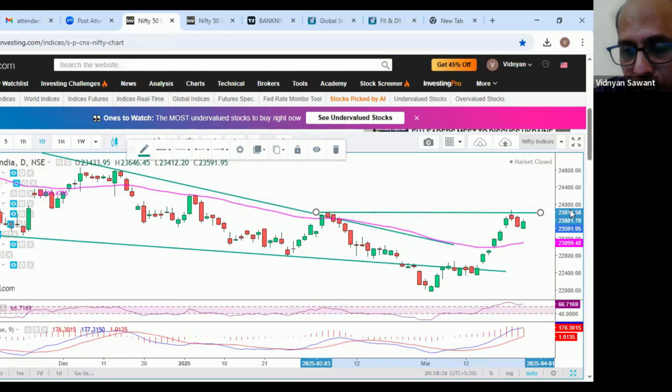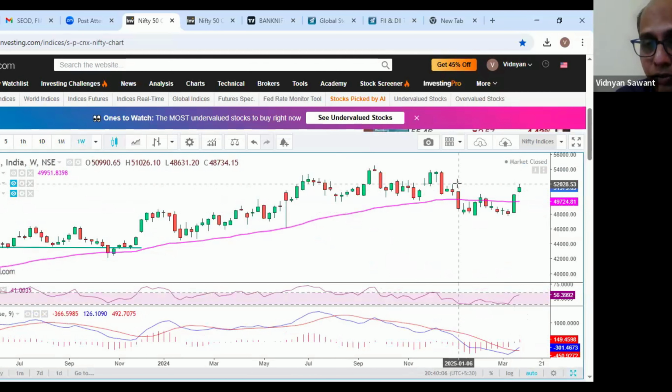Now the immediate hurdle for Bank Nifty is 51,150. If it sustains above that, 52,150. If it sustains above that level, then Bank Nifty will move towards the 53,800 level. On the lower side, Bank Nifty has a major support placed around the 50,500 mark.